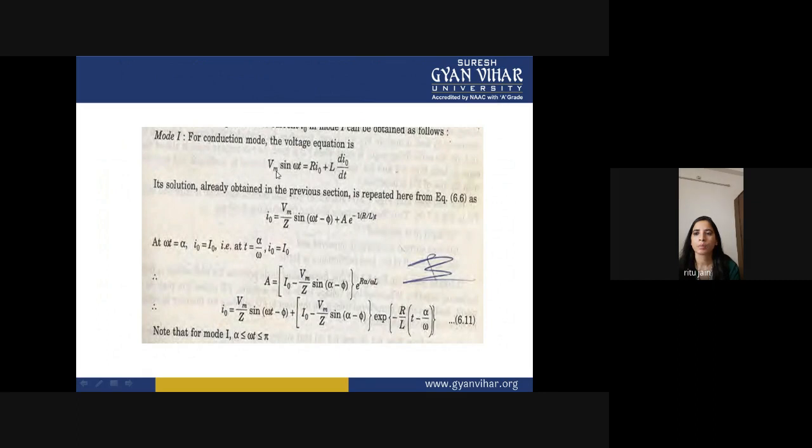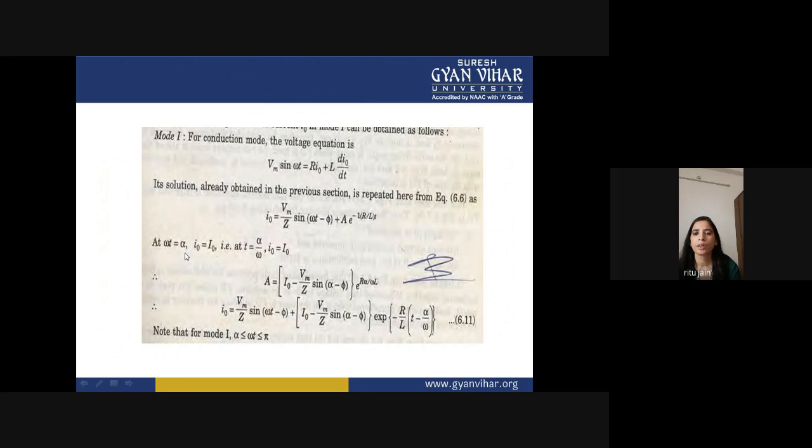So from the diagram you can see, Vm sin omega t is equal to i naught R plus L di naught upon dt. As we know, this is your first order equation, so you can solve it mathematically, and you will get i naught is equal to Vm upon Z sin(omega t minus phi) plus A e to the power minus (R by L) into t.